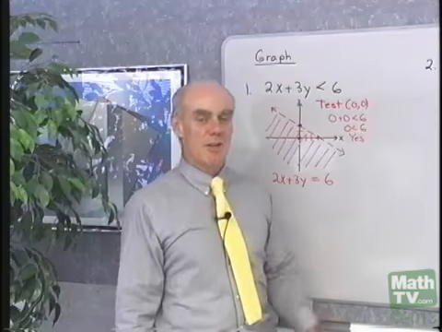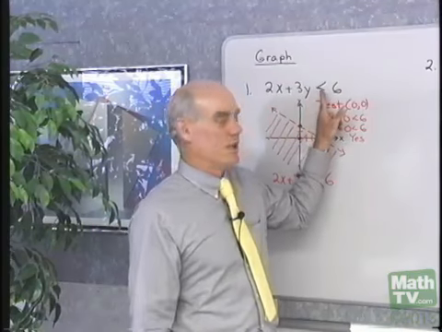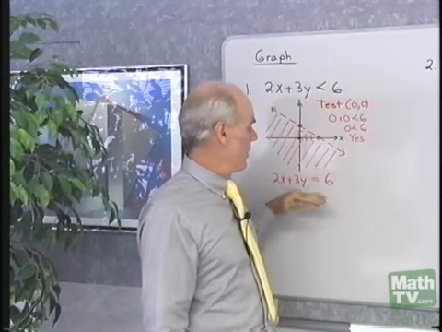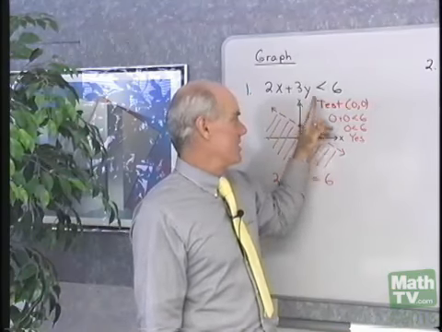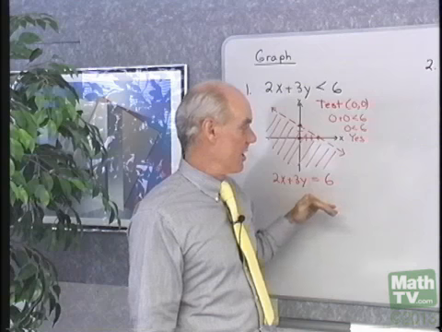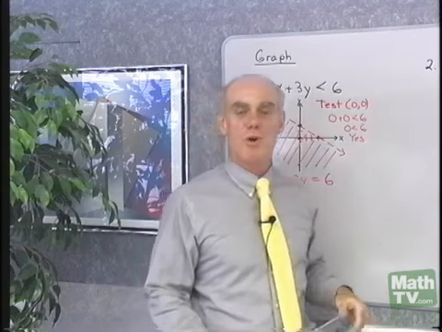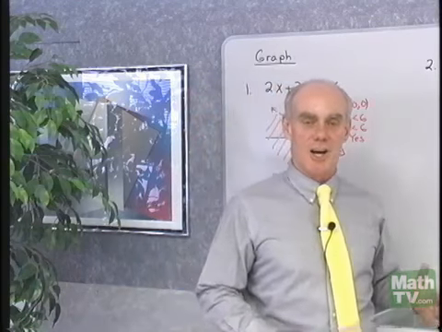So to graph a linear inequality in two variables, we replace the inequality symbol with an equal sign. We graph that line with a dotted line if it's not included in the solution set, and a solid line if it is. Then we test any point whatsoever that we want that lies off that boundary line.